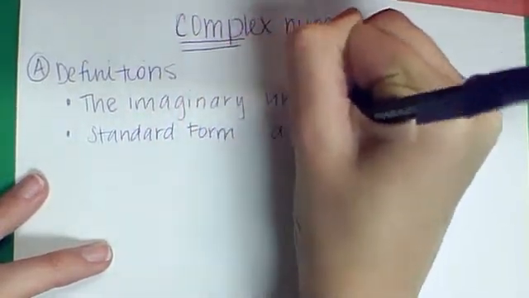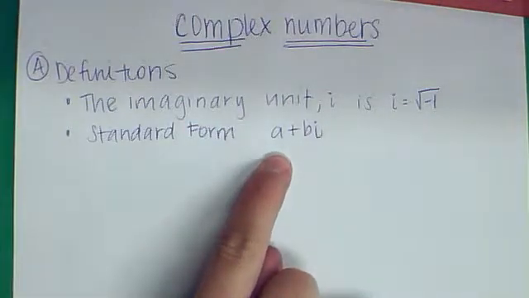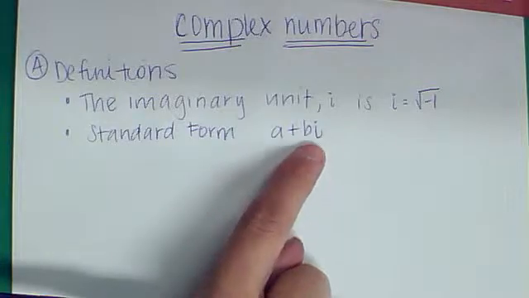Standard form of a complex number is A plus BI. And what that means is A is your real numbers, just normal numbers, things you're used to looking at, and BI is your complex numbers and their coefficients.